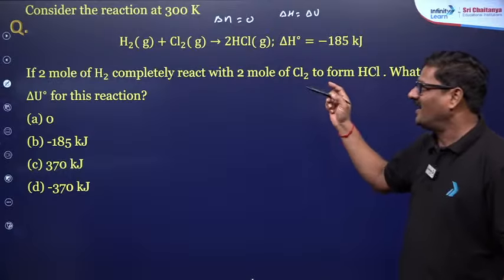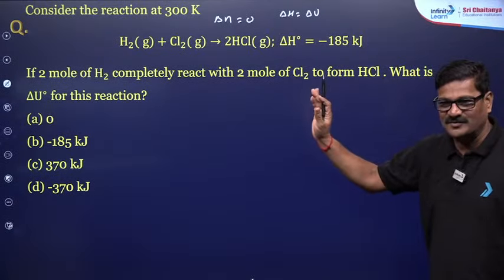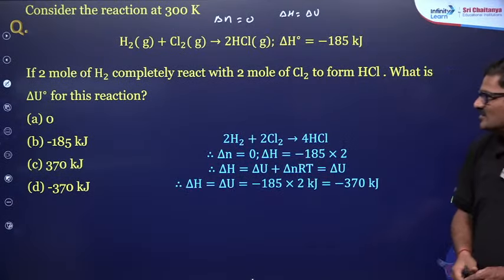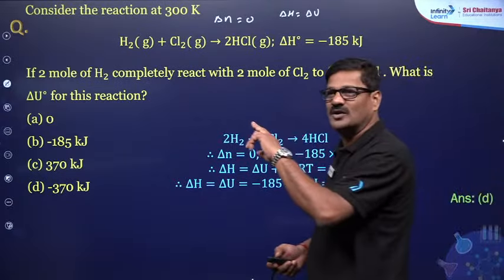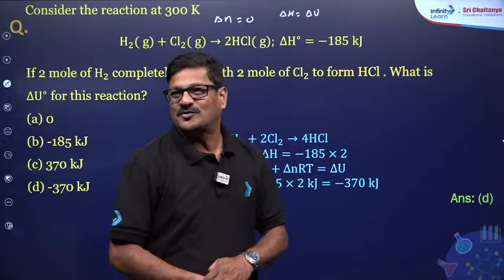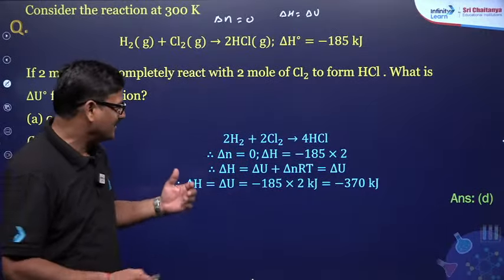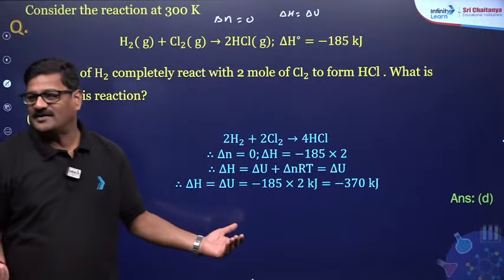And you are going to see the same value for the delta H and delta U. It is going to be, for 1 mole, minus 185. For 2 mole, 2 into minus 185, that is going to be minus 370.